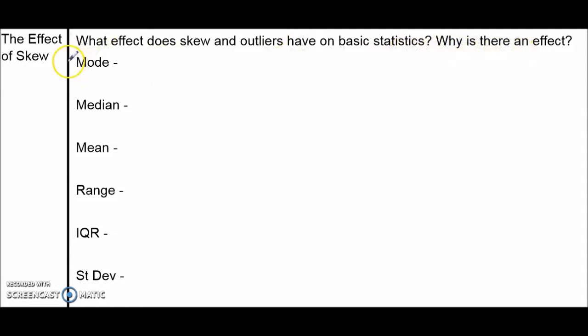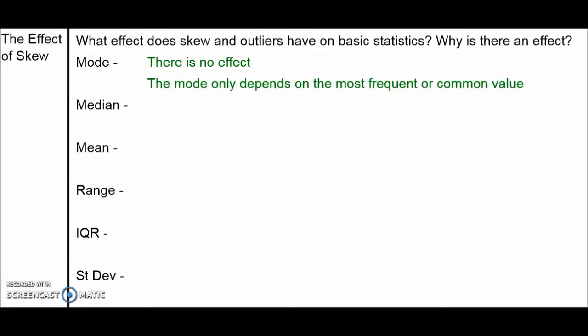So I'll start with the mode. Recall that the mode didn't change at all when we added those 2 extra points. The mode was still 30 and 31 both times. So there's no effect from outliers and skew. But why is that? Well, remember, the mode only depends on the most frequent or common value, and adding a couple outliers to the data isn't going to change that most frequent or common value, so the mode stays exactly the same.